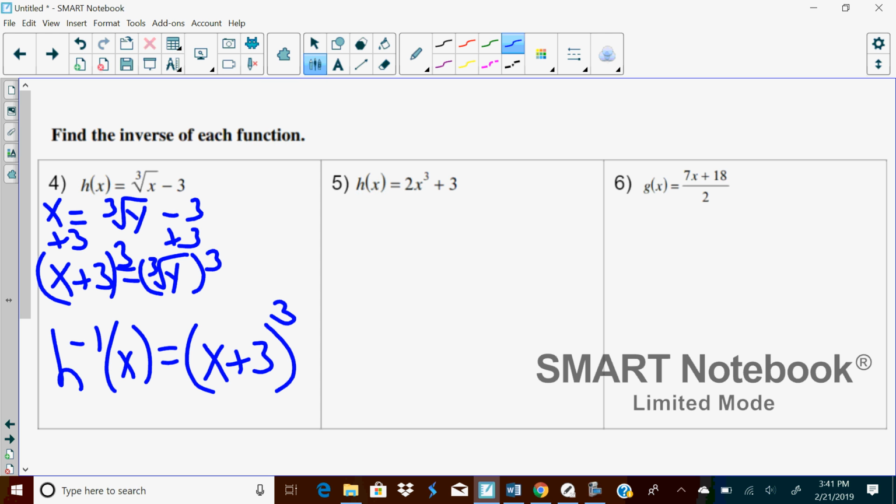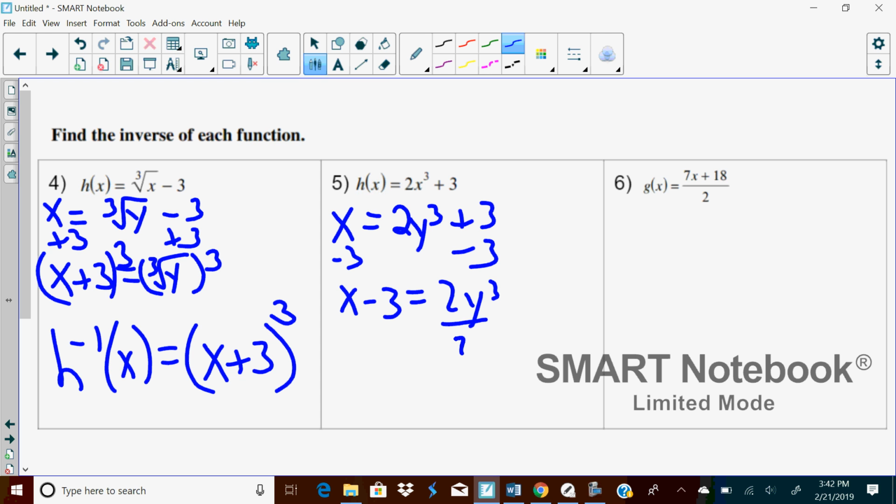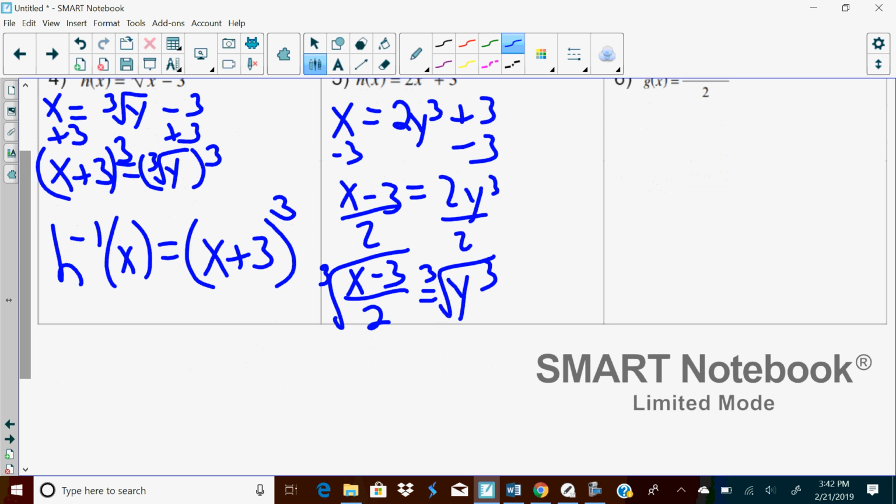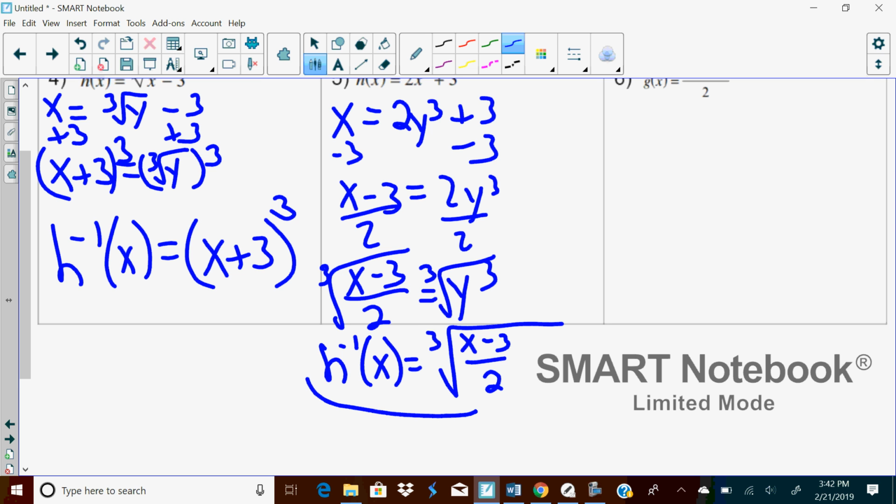For 5, I did the same thing. So I got x equals 2y cubed plus 3. So I subtracted 3 from both sides. Divided both sides by 2. And then I took the cube root of both sides. So h to the negative 1 of x equals the cube root of x minus 3 over 2, where the whole thing is underneath the cube root.